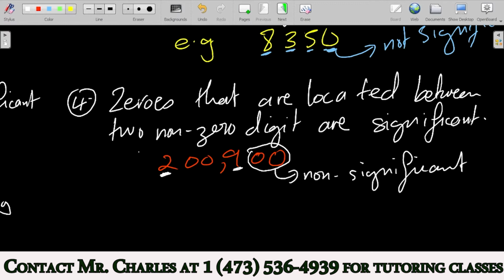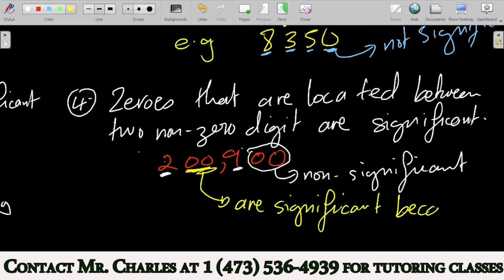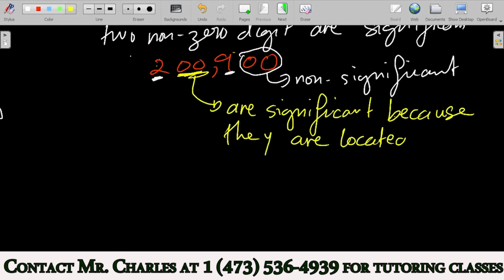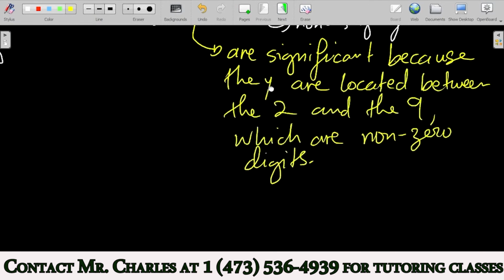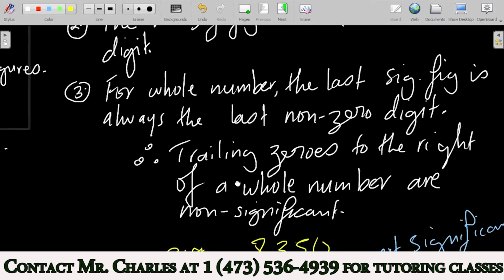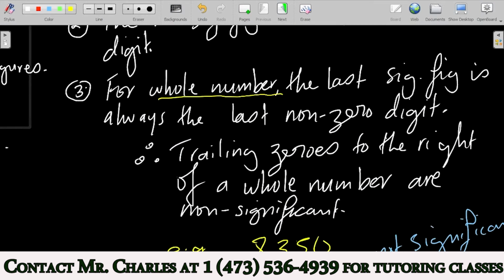However, these two zeros here between the 2 and the 9, they are significant. Irrespective of the fact that they are zeros, they are significant because they are located between the 2 and the 9, which are non-zero digits. Remember, up here we stated that for whole numbers, the last significant figure is always the last non-zero digit.